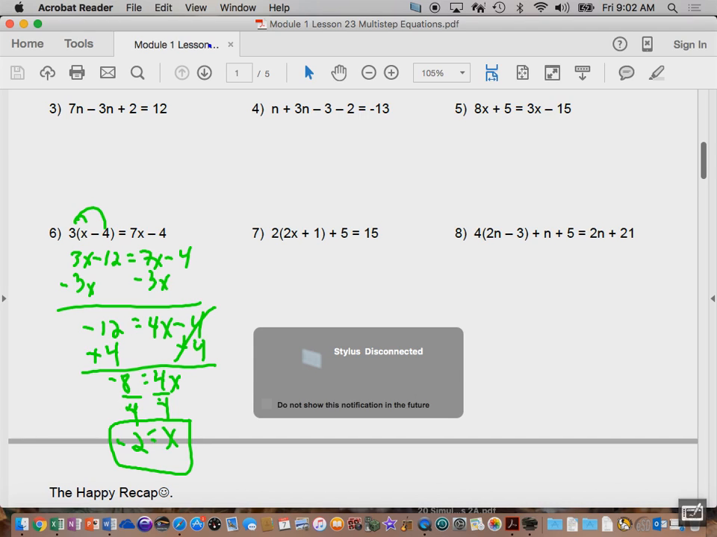Okay, now, if I can have your attention, please, I just want to talk about this one right here, number 6. I think every person knows to distribute, and I think you'll all get to the point where it says 3x minus 12 equals 7x minus 4. And my suspicion is that some people subtracted 7x from both sides, because they just tend to work right to left. And if you did, you should get the answer of -2.